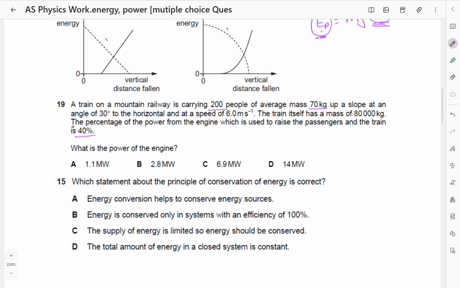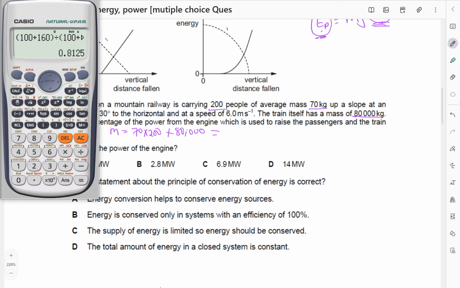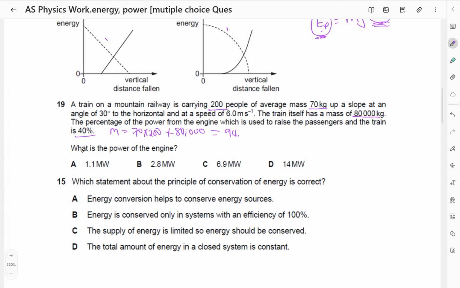So first of all, let's find the total mass of the people. Total mass is going to be equal to 70 times 200. That is for the people. Then plus the mass of the train itself, which is 80,000 kilograms. So what is the total mass here? 70 times 200 plus 80,000. So that is 94,000. So total mass is 94,000 kilograms.